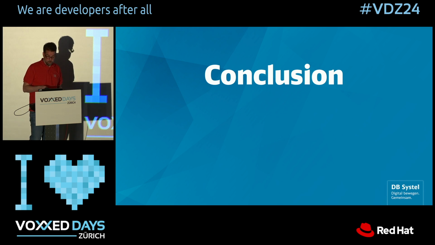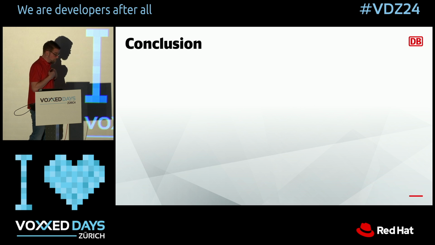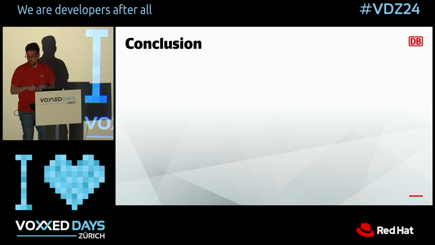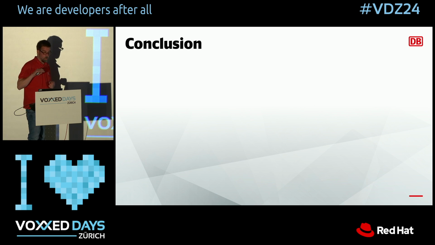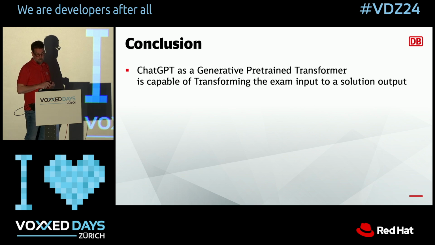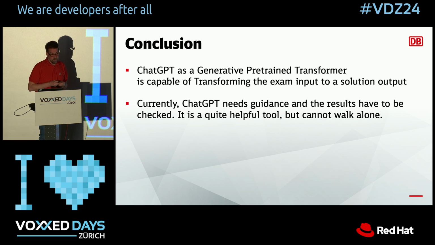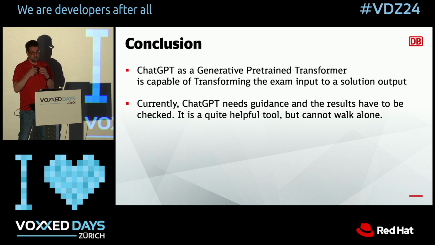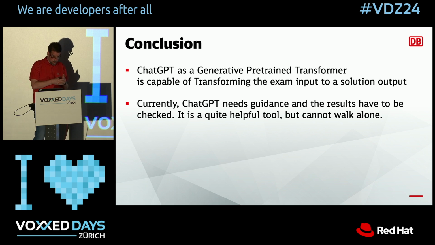Now, the conclusion. I'm quite happy with what I learned from this experiment, and I'm quite surprised about what the model is capable of. It can transform the exam input to a solution output. It is a transformer, and it works quite well with this. It needs guidance. You have to tell it what to do. You have to take a look at the output, verify the output, and get into a feedback loop. As I told you, with a diagrams plugin, it can get itself into the feedback loop.